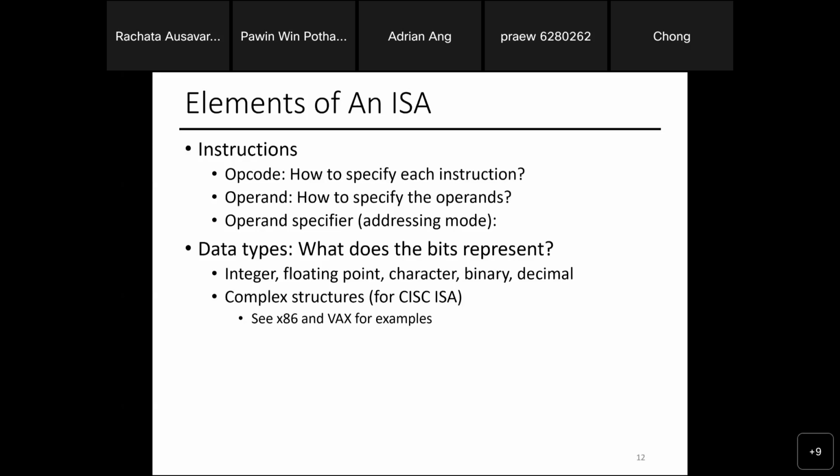You also think about the data type, like floating point, character, integer, binary, decimal. You also can support complex structure like x86 and VAX. It can be like, I want to build the operand that actually points to the beginning of my array. And then I do something on an array. If I want to, I can design an ISA that works with array, right?